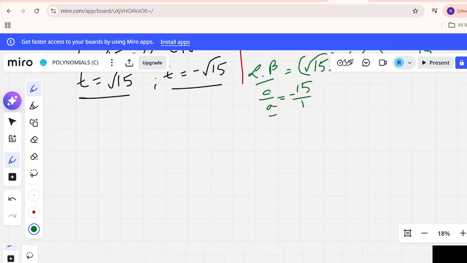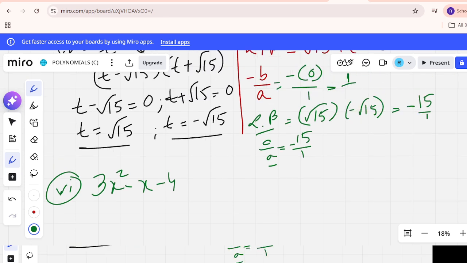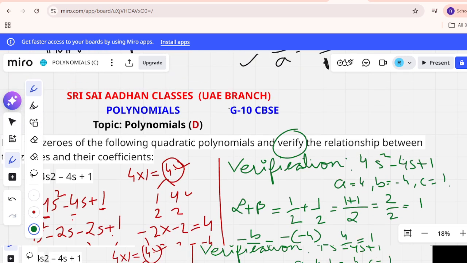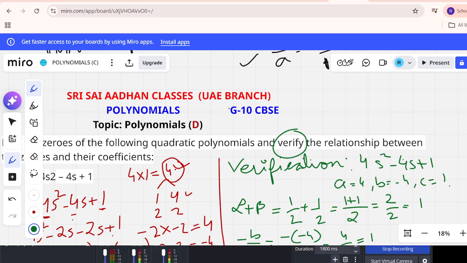Hope I am very clear, my dear students. The next part is the homework, option number 6. Try to do that. The question given is 3x square minus x minus 4. Same as before, you need to find the zeros of the polynomial and verify the relationship. Hope you all understood how to find the zeros and verify the relationship between the zeros and their coefficients.